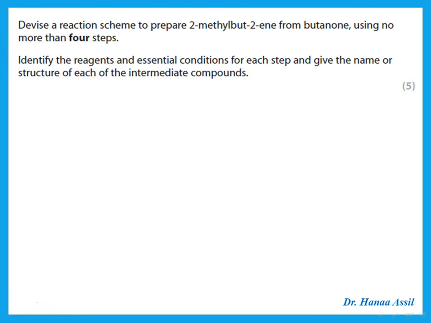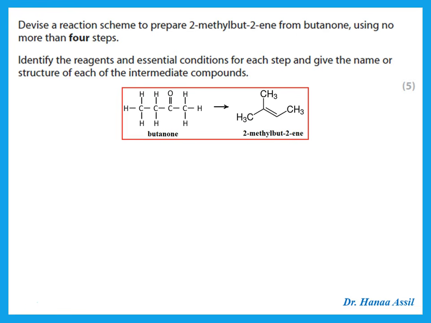Another question. Devise a reaction scheme to prepare. What are we trying to prepare? 2-methylbutene from butanone. And he's saying using no more than 4 steps. Identify reagents, essential conditions, name or structure of the intermediate compound. So we're starting with butanone.